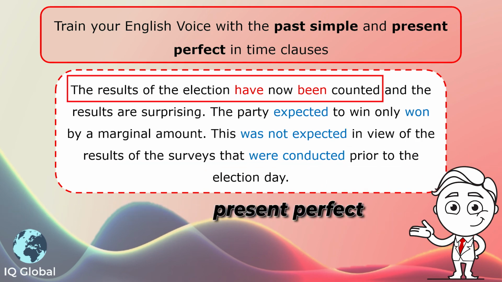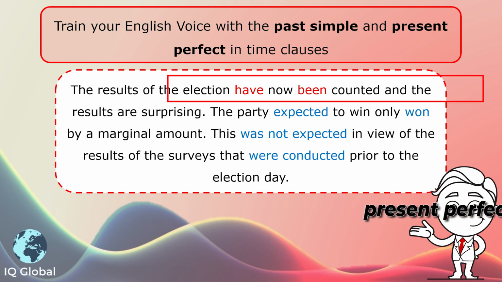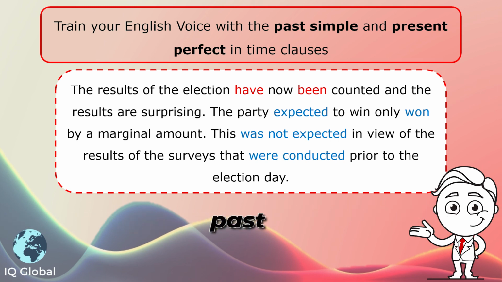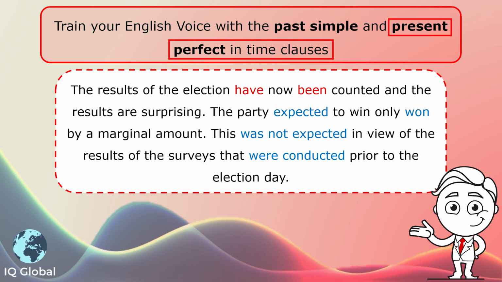So the first part is in the present perfect, what's happened now, what's happening now. And the other part of that report is all in the past. And this is how we use the past simple and the present perfect in time clauses.